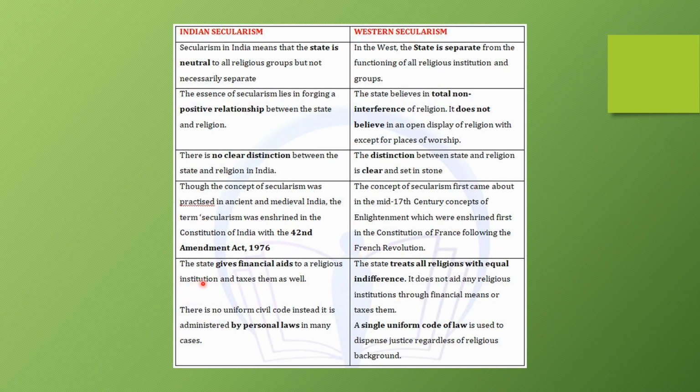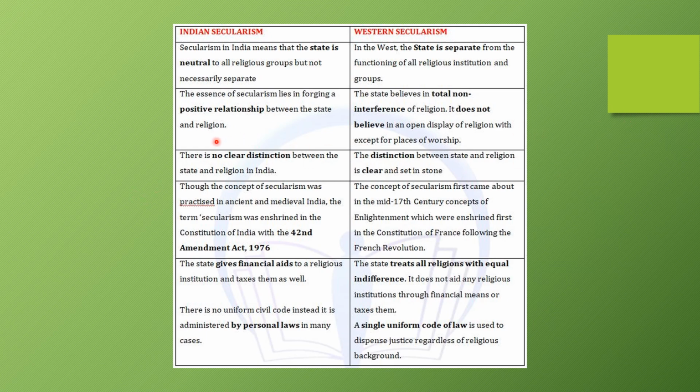And in Indian secularism, the state gives financial aid to religious institutions and taxes them as well. There is no uniform civil code, instead it is administered by personal laws in many cases. Whereas in Western secularism, the state treats all religions with equal indifference. It does not aid any religious institution through financial means or tax them. A single uniform code of law is used to dispense justice regardless of religious background. So this is the difference between Indian secularism and Western secularism.